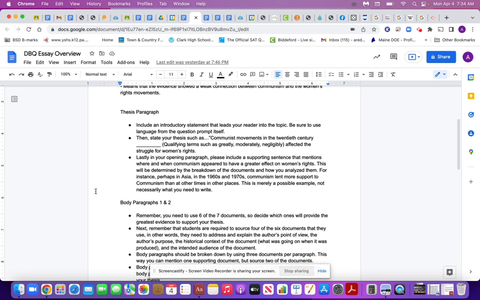Lastly, in your opening paragraph, please include a supporting sentence that mentions where and when communism appeared to have had a greater effect on women's rights. This will be determined by the breakdown of the documents and how you analyze them. For instance, perhaps in Asia in the 1960s and 1970s, communism lent more support to the women's rights movement than at other times and places. Don't worry, I see the typo.